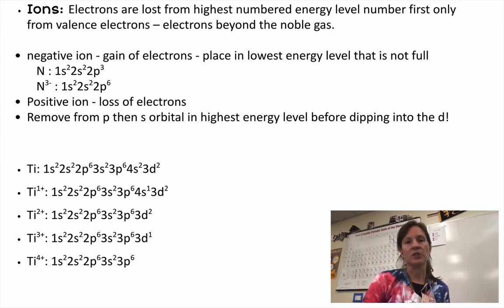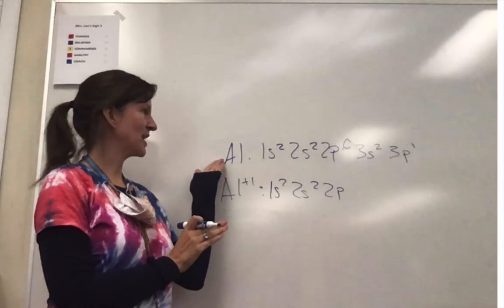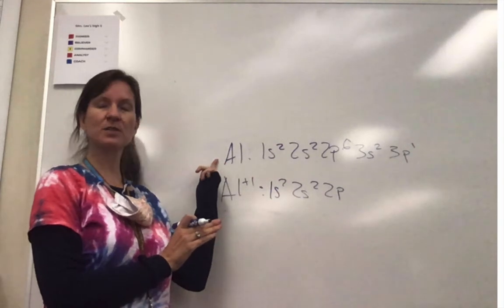One thing it says on your screen is that we only lose the valence electrons. Valence electrons are any electrons that are beyond the nearest noble gas. When you write a noble gas electron configuration, what you're listing are the potential valence electrons for that element. For aluminum, the complete electron configuration is 1s2, 2s2, 2p6, 3s2, 3p1.